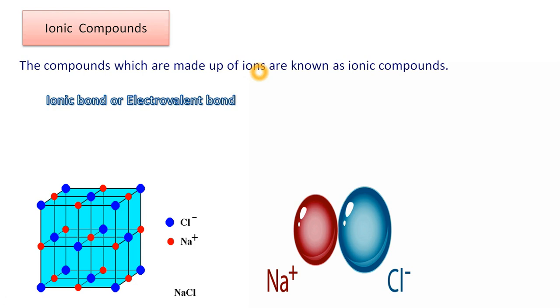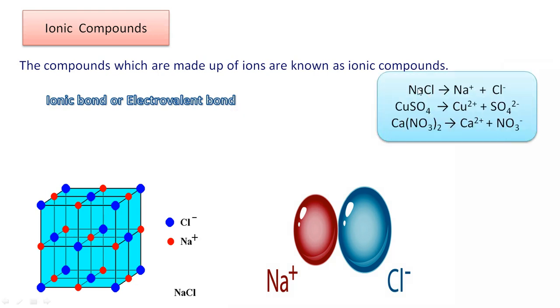So in an ionic compound, we have positively charged ions, cations, and negatively charged ions, anions, and they are held together by strong forces of attraction. Those forces which hold the ions together in an ionic compound are known as ionic bond or electrovalent bonds. Now, since an ionic compound consists of an equal number of positive ions and negative ions, if there are four positive ions, there would be four negative ions. So, the overall charge of an ionic compound is zero.